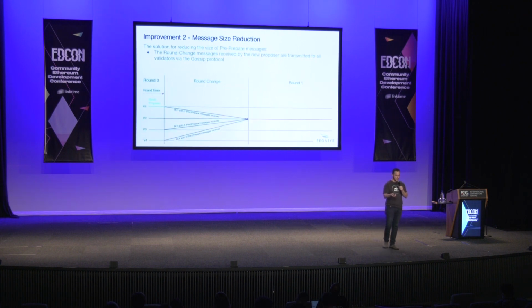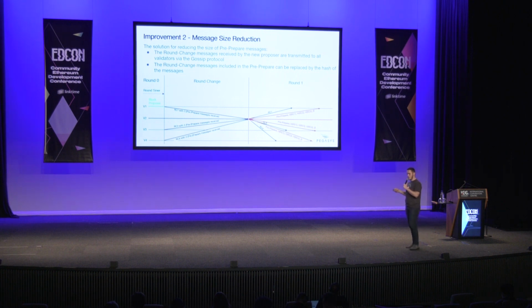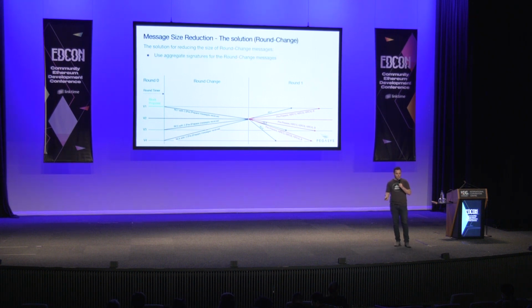So in our example, whenever a round change message is received, it's immediately transmitted, broadcasted to everybody else. So we don't need to add the round change messages anymore in the pre-prepare message. We can just add the hashes. The hashes are important because we need to identify which of the 4 round change messages that we might have received, we need only to select 3. We need to identify which of these 3 messages we are selecting. The second improvement is basically having aggregated signatures in the round change messages to reduce the size of the round change messages.